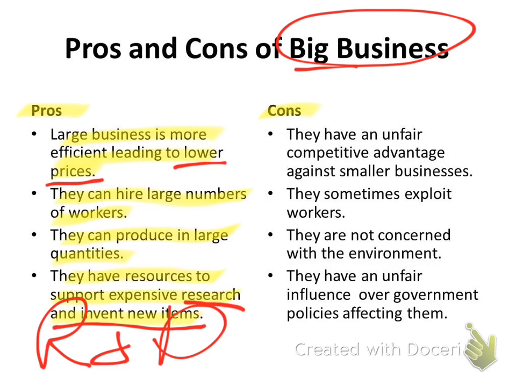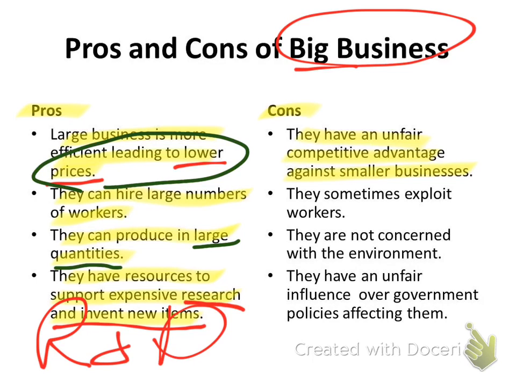And again, I'm using, I think, the second generation iPad. What the second does is, second does more than the first. The third does more than the second, blah, blah, blah. Research and development, making things smaller, better, more efficient, more cost effective. Okay, let's look at the cons, the negatives of big business. They have an unfair competitive advantage against smaller businesses, since they are producing in large quantities, which means lower prices, they can often outsell smaller businesses.